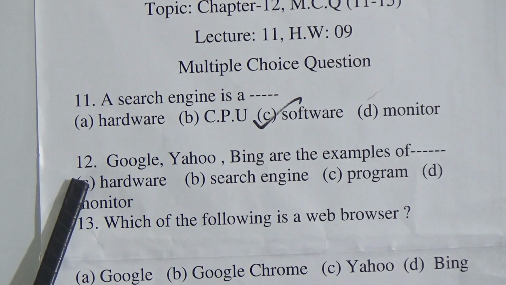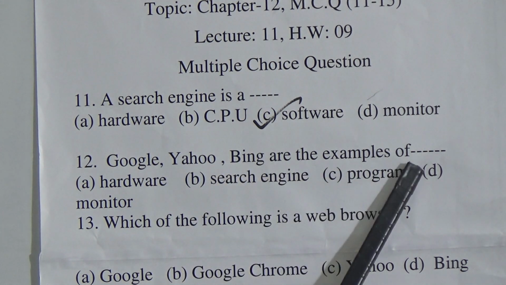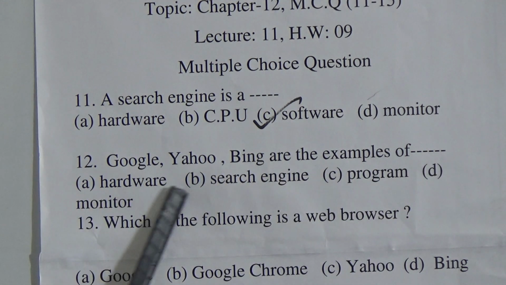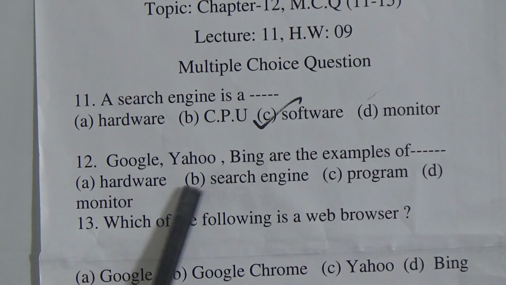Now number 12, look here. Google, Yahoo, Bing are the examples of: A hardware, B search engine, C program, D monitor. That means you have already known that Google, Yahoo, Bing are the examples of search engine.